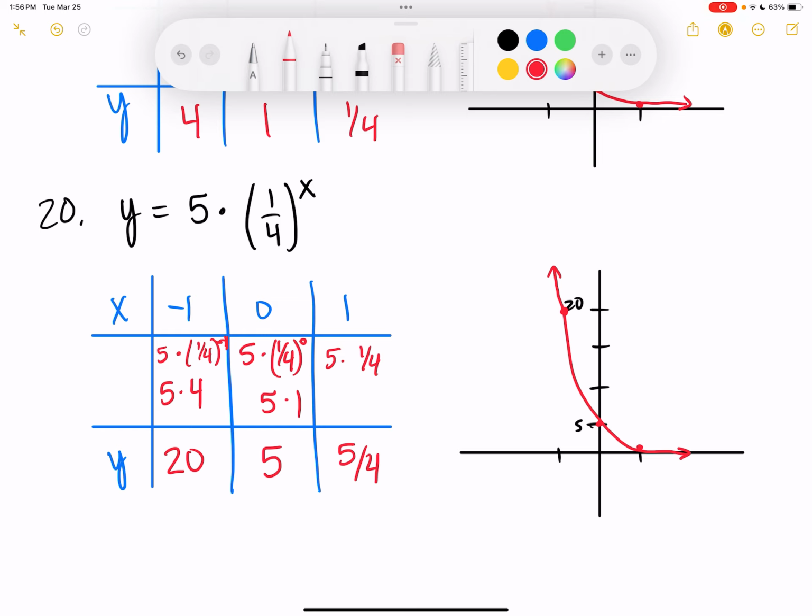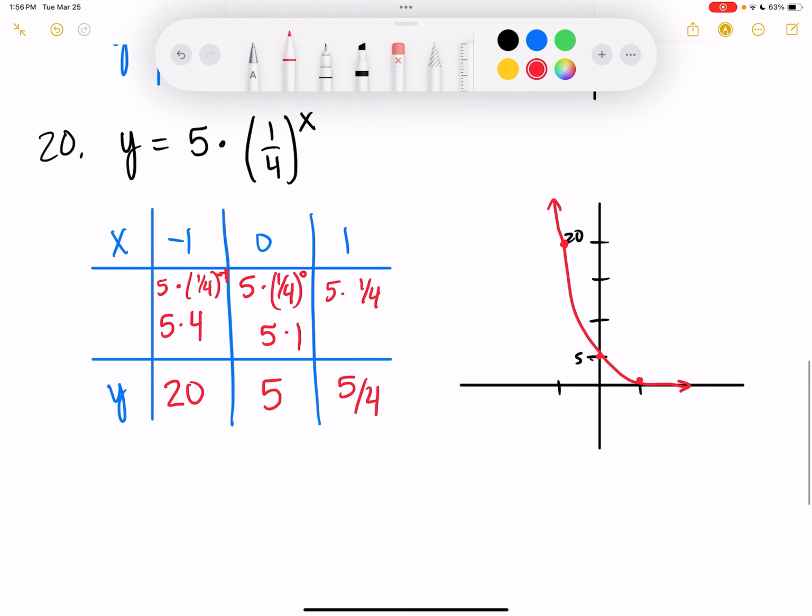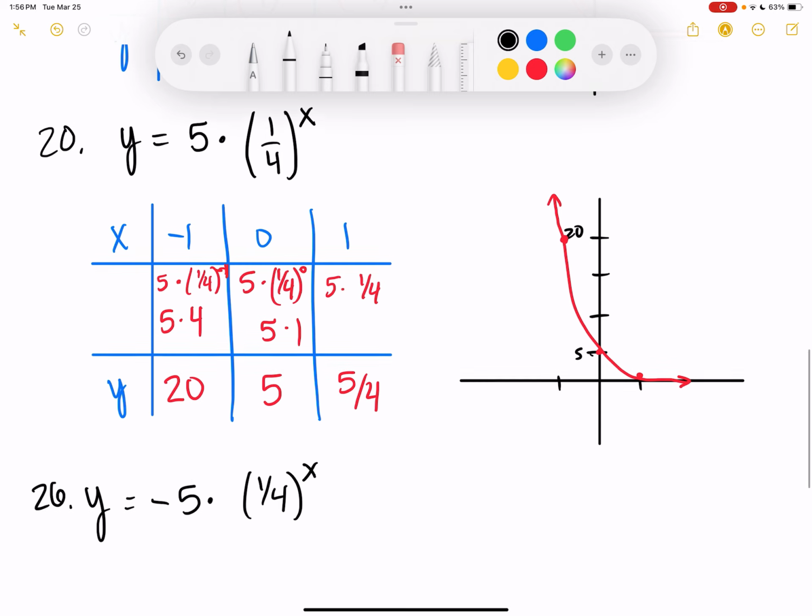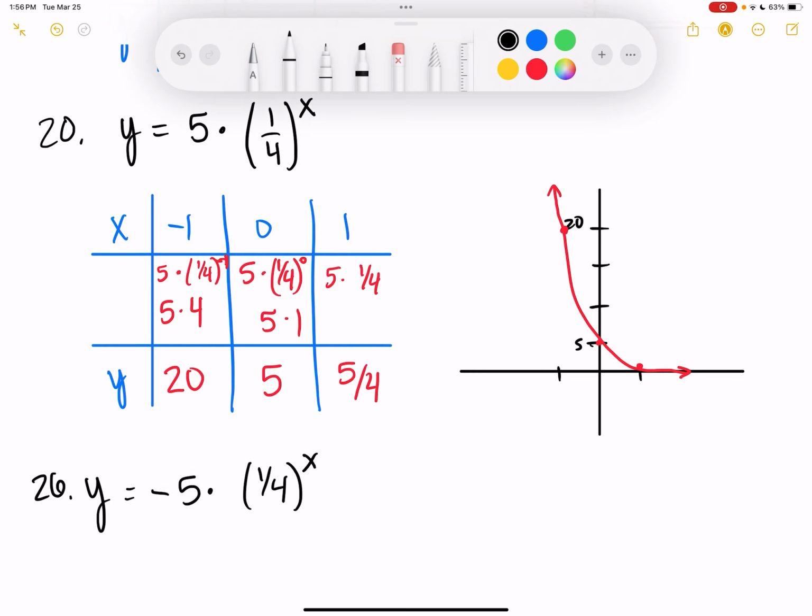All right, I'm going to jump, and then we're going to come back. So these numbers are going to be out of order, but you'll see why in just a second. So 26, y equals -5 times 1/4 raised to the x. What's different about this problem than the last one? Negative. Negative, but the numbers are the same, right? Yeah. So, yep, it's going to flip it upside down.